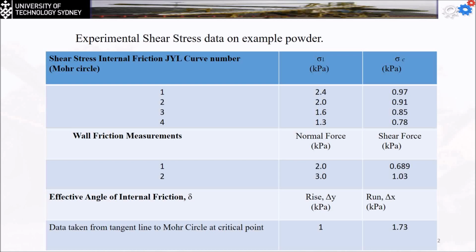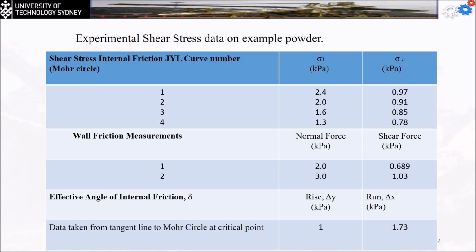But the other one is more details. We have 3 tests, so we can have more lines, 3 more circles, and for this one we maybe need to do 1 graph. So what's happening here is that the shear stress of the internal friction curve is shown as following.